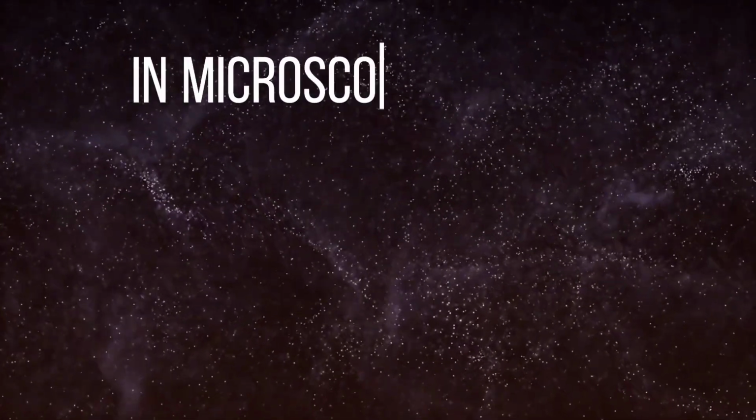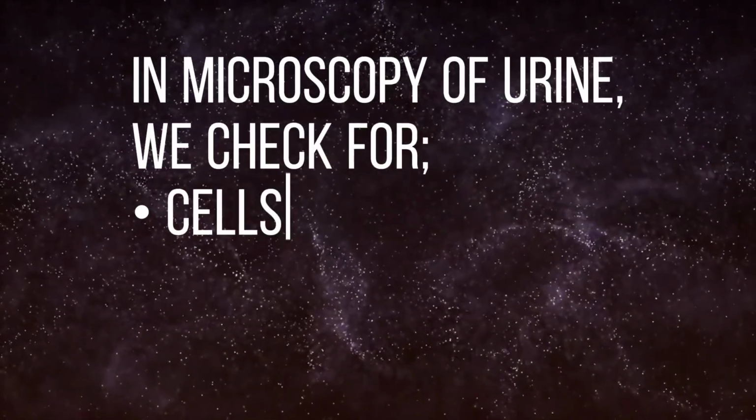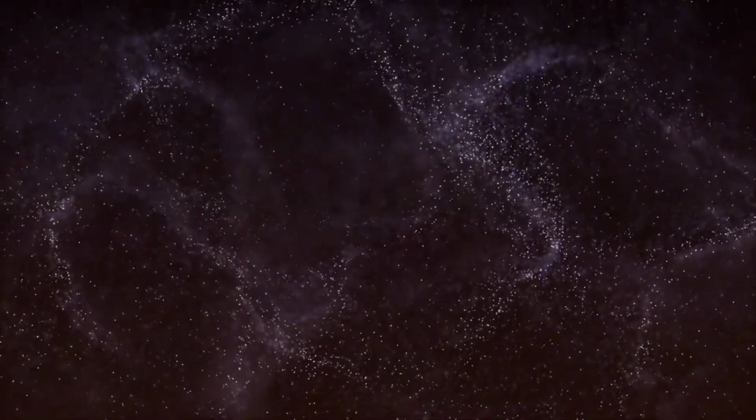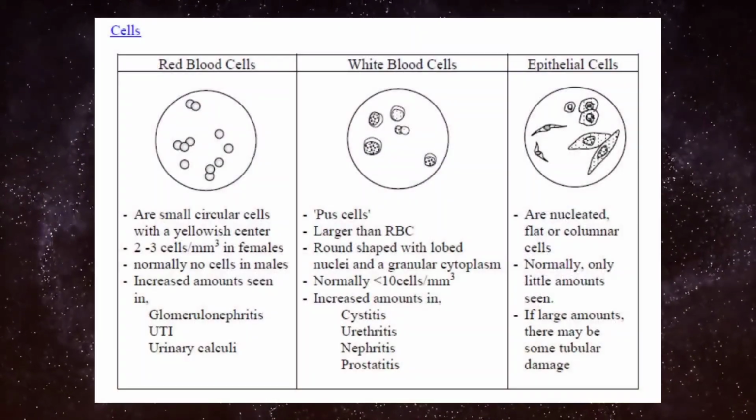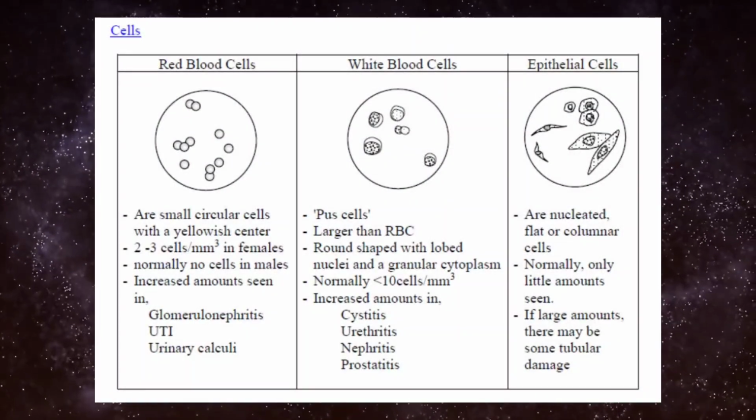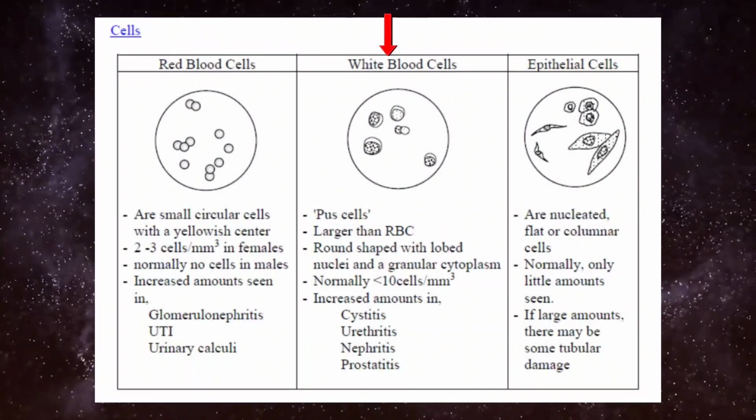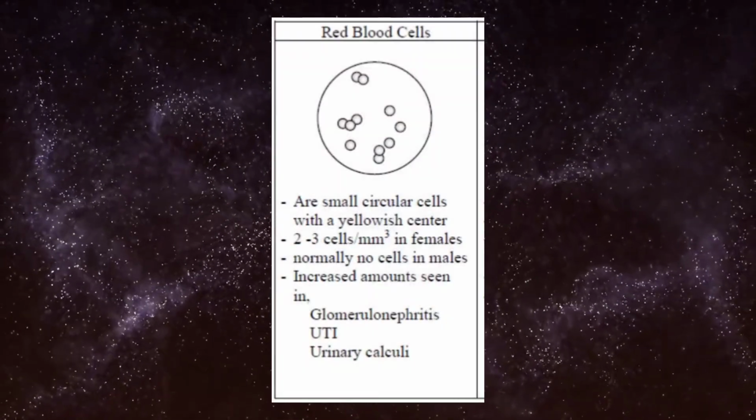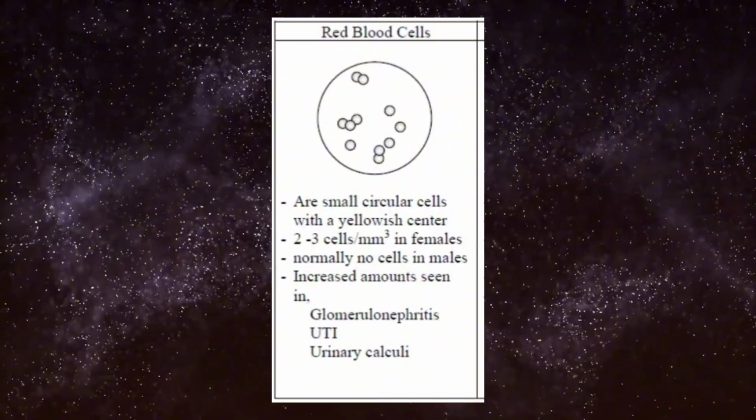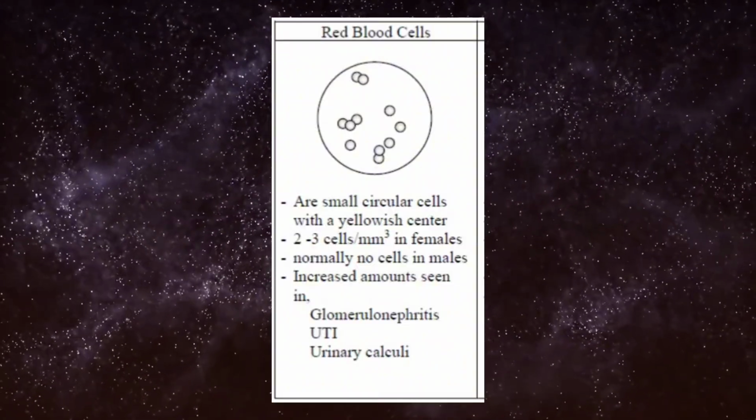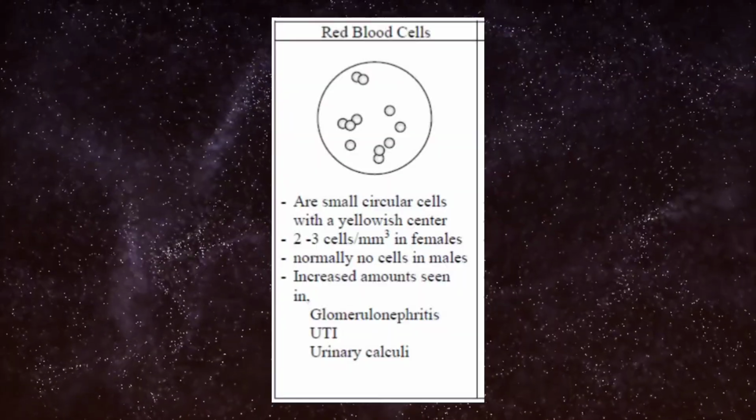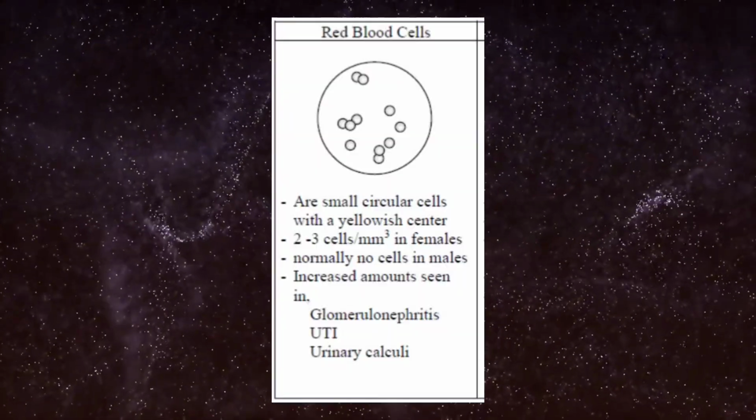There are several things that can appear in a urine sample under the microscope. They are cells, casts, and crystals. There are 3 main cell types we look for in urine microscopy. They are red blood cells, white blood cells, and epithelial cells. Red blood cells are typically not seen in males and seen only in small amounts in females. Increased amounts of red blood cells are seen in conditions like glomerulonephritis, urinary tract infections, and urinary calculi.